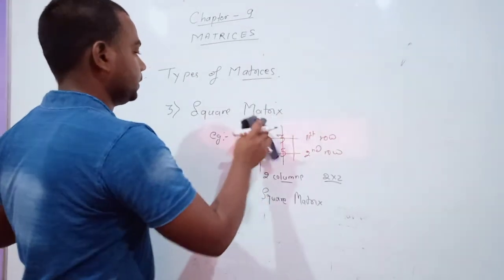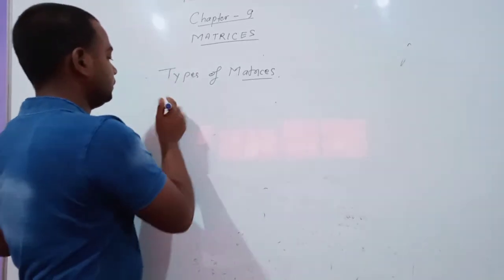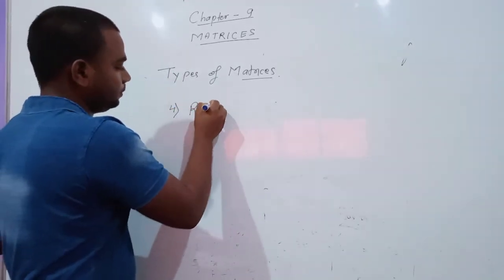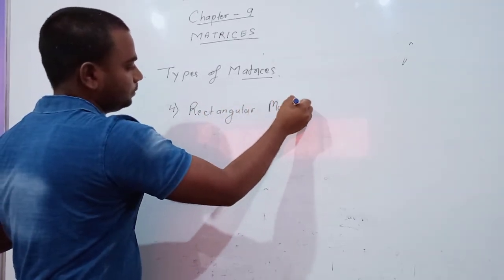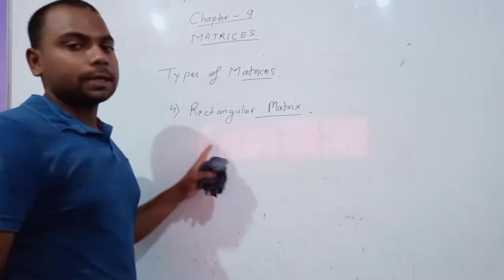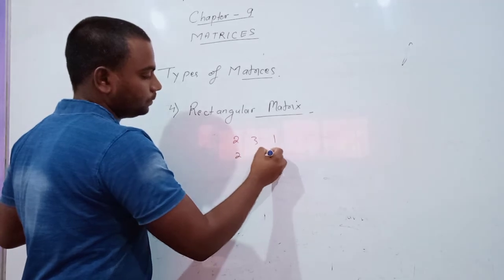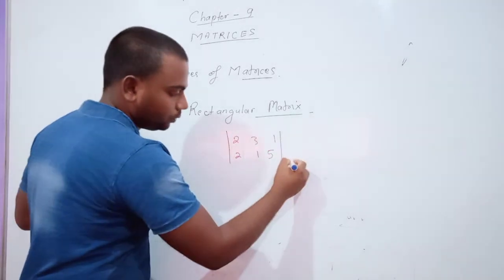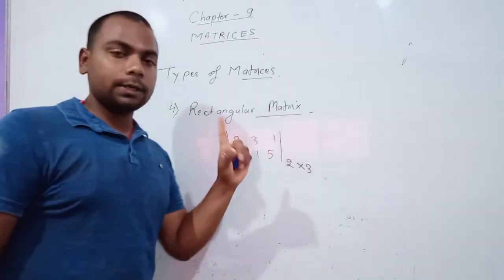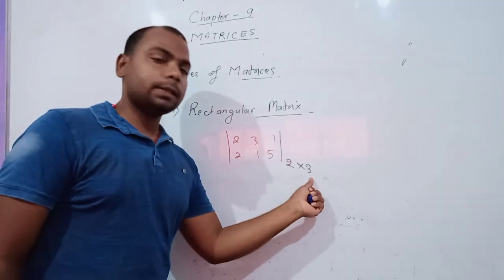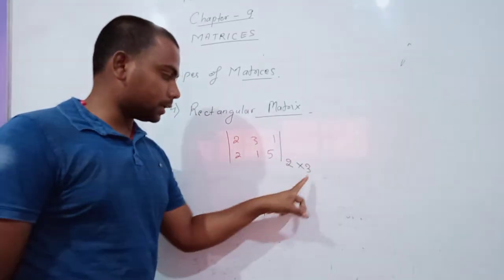Fourth is rectangular matrix. So again we will understand this with an example. Consider one example. There are two rows and three columns. So generally remember, first the rows are written and then the columns. 2 by 3, 2 rows, 3 columns. Here 2 rows are there and 3 columns are there.